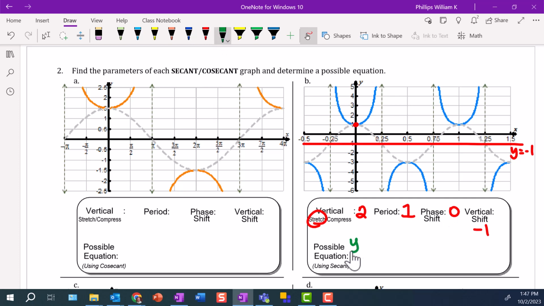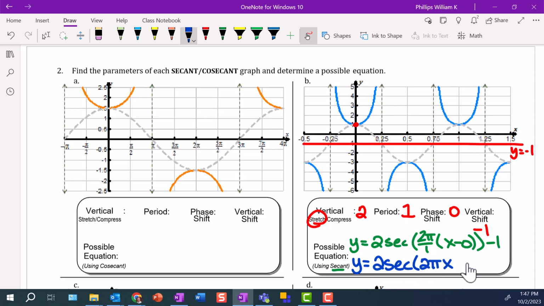So a possible equation here, we have y equals 2 secant. We're not going to say 1. Remember, this is the period. So the frequency is 2 pi over the period. So this would be 2 pi over 1, x minus 0, minus 1. So if I wanted to simplify this, clean it up a little, I have 2 secant 2 pi x, minus 1. And that would be my equation.